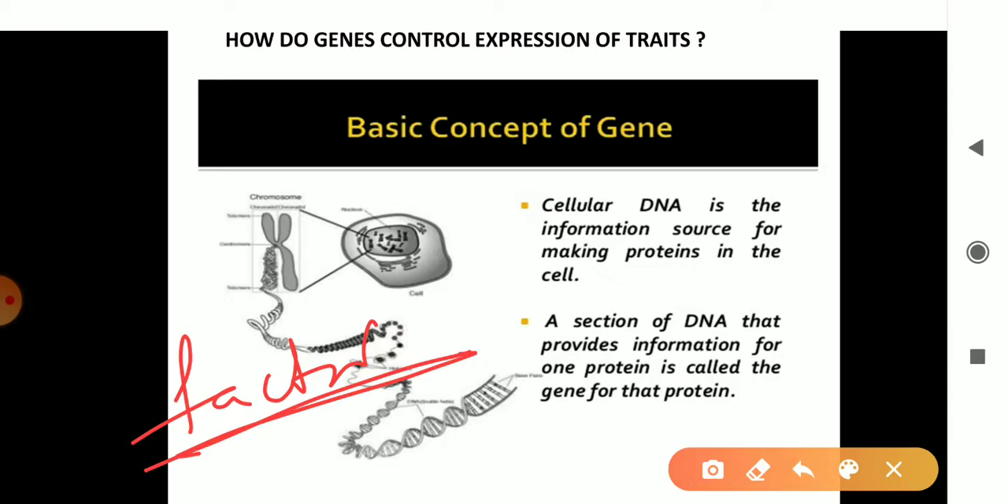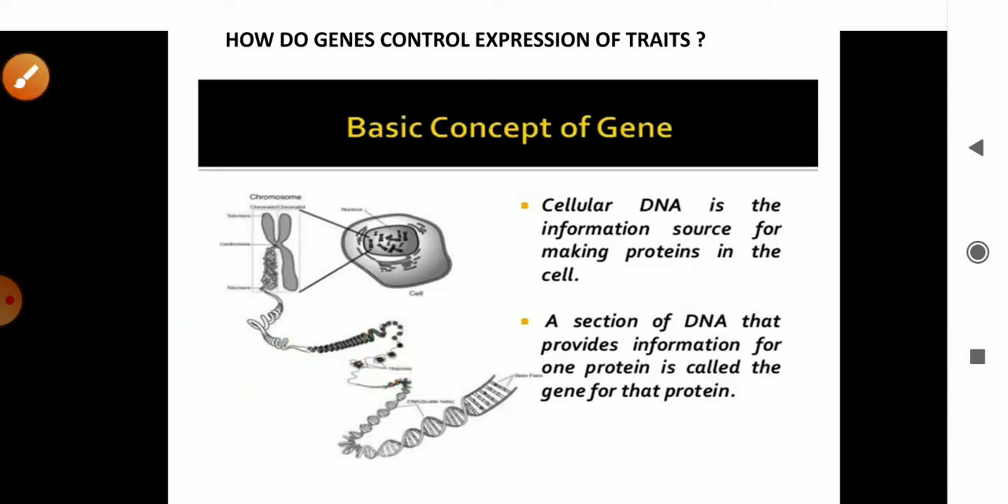It was quite later that genes were discovered and the structure of the chromosome was known, and it was found that the chromosomes are actually made up of DNA, right? So what Mendel had called factors are now known as genes. Now let us see how these factors or genes control expression of traits.